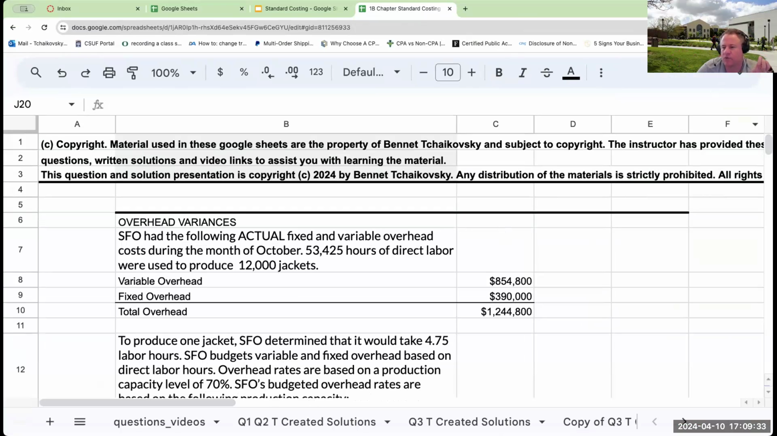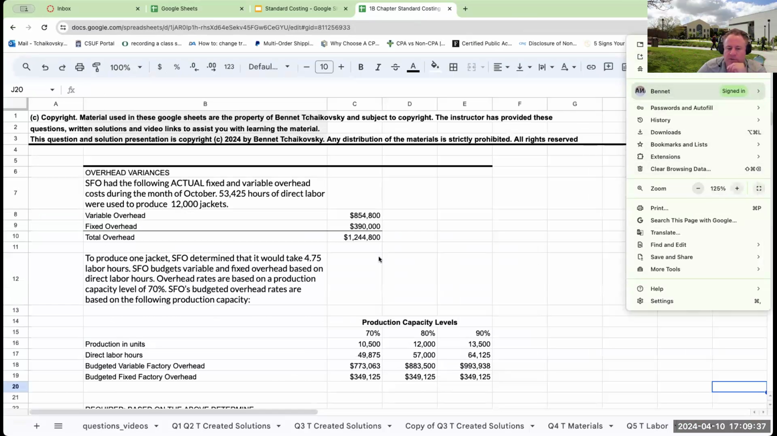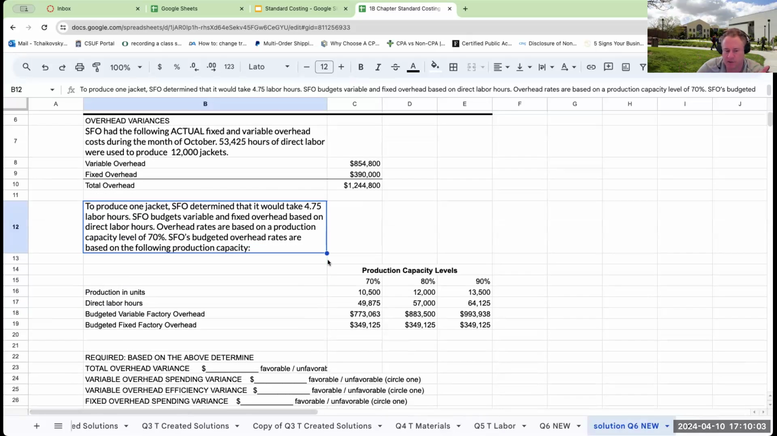53,425 hours of direct labor were used to produce 12,000 jackets. To produce one jacket, SFO determined that it would take 4.75 labor hours. SFO budgets variable and fixed overhead based on direct labor hours. Overhead rates are based on a production capacity level of 70%. SFO's budgeted overhead rates are based on the following production capacity.